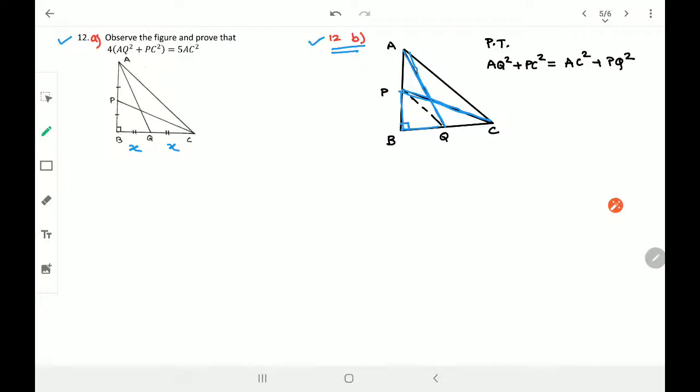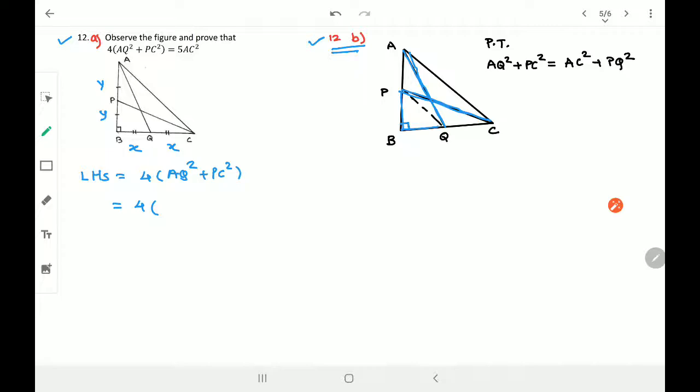Now you might ask me, what about PB and AP? So here I can go for Y and Y. Some different value also we need there. And now I can go for LHS and RHS. So what is LHS here? It is 4 into bracket AQ square plus PC square.